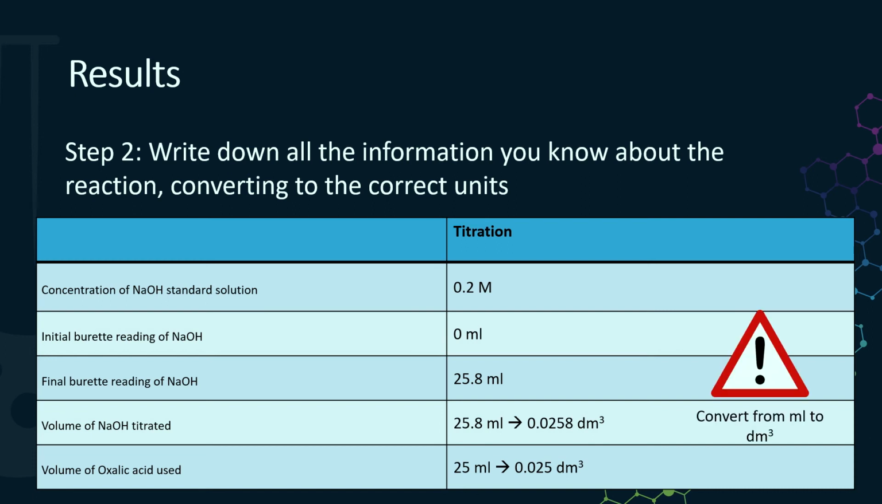Then step 2 is we record all our data, and something important that we must remember is to convert my milliliters to decimeter cubed, as moles per decimeter cubed is the final answer we are looking for as our concentration. So remember, convert from milliliters to decimeter cubed. How do we do that? We divide by 1,000.